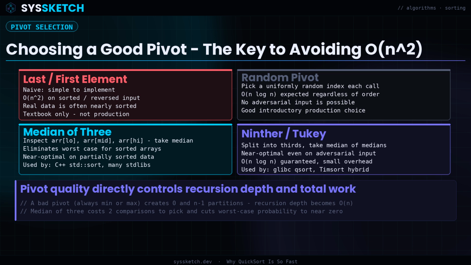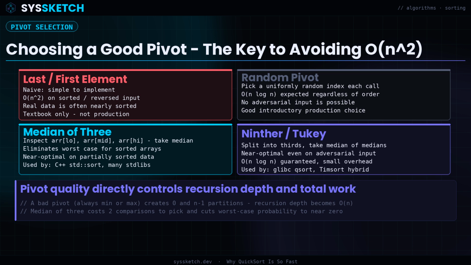For even more robustness, the Tukey ninther divides the array into thirds, computes the median of 3 elements from each third, and takes the median of those 3 medians. This near-optimal pivot selection is used by glibc's QuickSort. Random pivot selection is another strong option. Pick a uniformly random index and no adversarial input can cause worst-case behavior, because the adversary cannot predict which element you will choose. QuickSort inside your standard library is not the pure textbook algorithm.